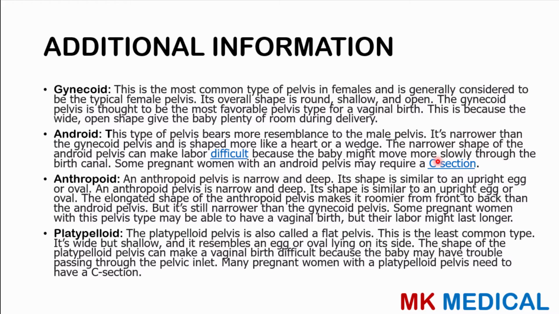Then the last type, the platypelloid type of pelvis, is also known as a flat pelvis. It's the least common type. It is wide and very shallow, resembling an egg or an oval lying on its side. The shape of this type of pelvis makes vaginal delivery very difficult, and the baby may have trouble passing through the pelvic inlet. Of course, many pregnant women with this type of pelvis are going to require a C-section.